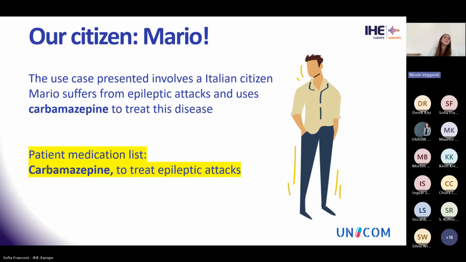So I would like to present you our citizen. That is an Italian citizen called Mario. This Italian citizen suffered from epileptic attacks and used carbamazepine to treat this disease. So Mario, in his application, will have a medication list with carbamazepine to treat epileptic attacks.